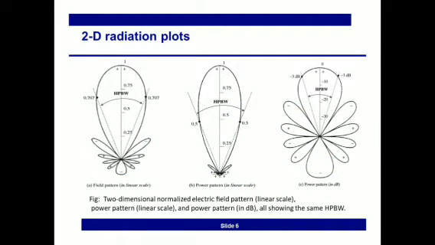Now let us see how we can find out the half power beam width from the two-dimensional radiation plots of the antenna. So this figure shows three two-dimensional normalized plots. The first one is the electric field pattern, which is in the linear scale. The second is the power pattern, which is again in the linear scale, and the third is the power pattern in the decibel scale, which can be used to enlarge the dimensions, to see the dimensions which are along the side lobes.